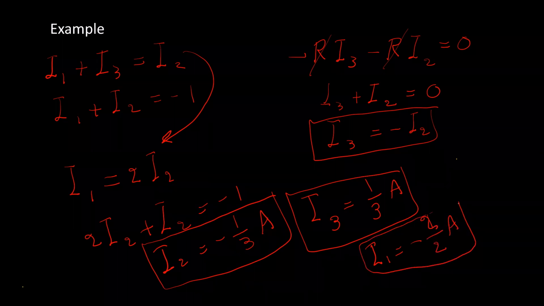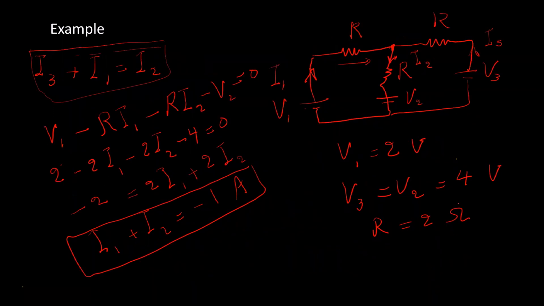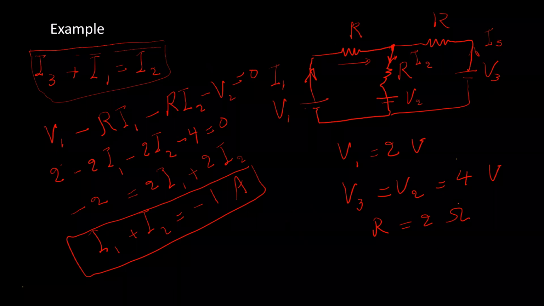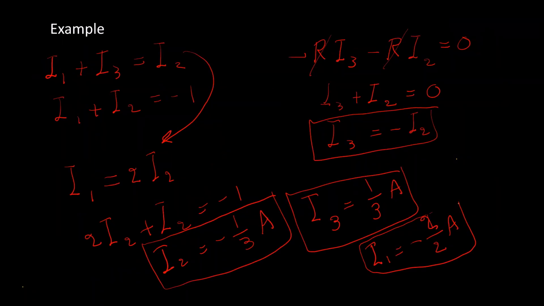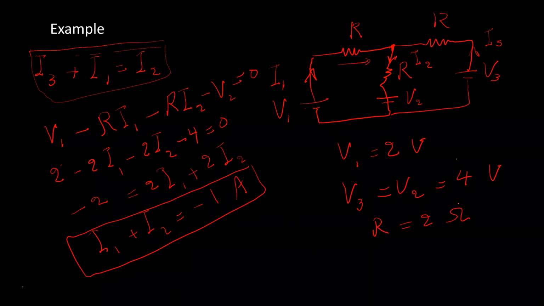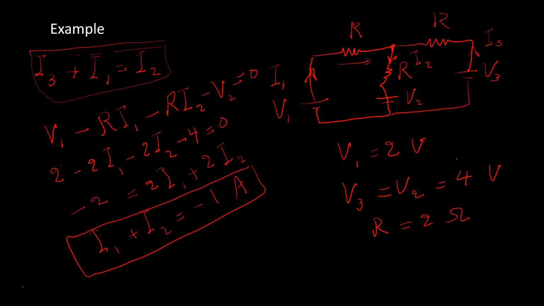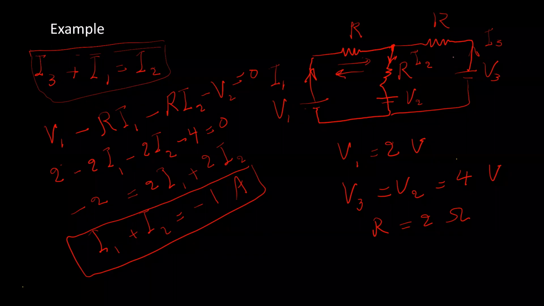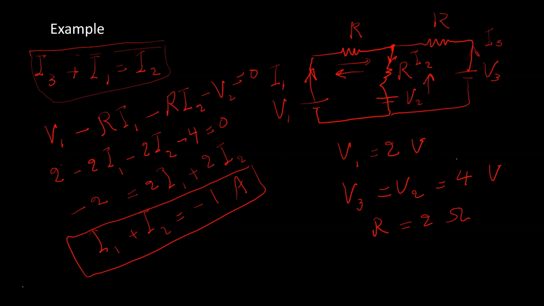So you see that I2 and I1 are negative, which means that the direction that we chose in the circuit was wrong. If you go back, I1 and I2 are both negative, and I3 is 1/3. So basically, this one was in the other direction. I2 was also in the other direction. And these are the values.